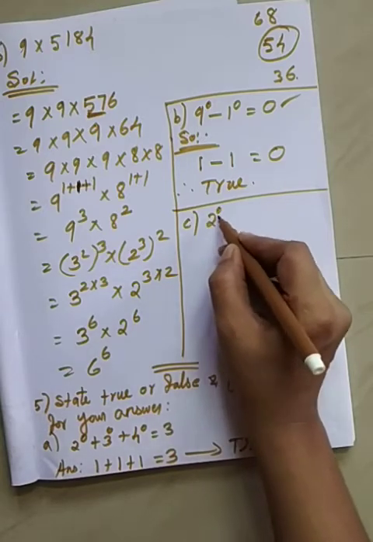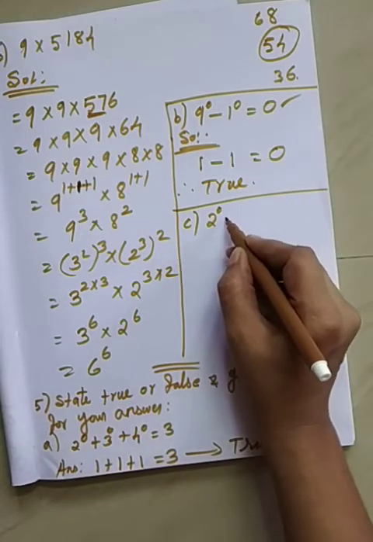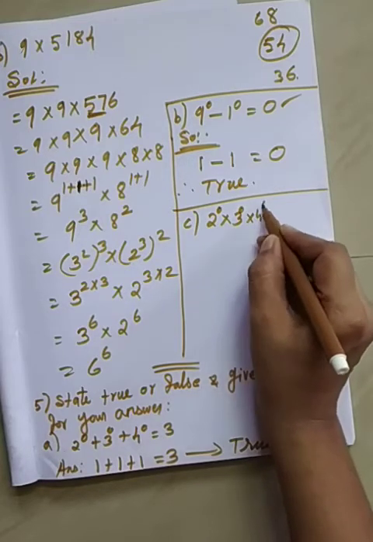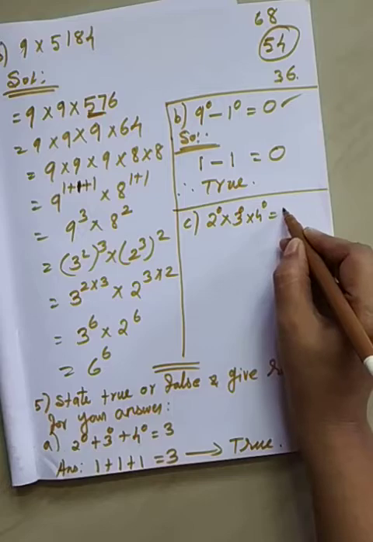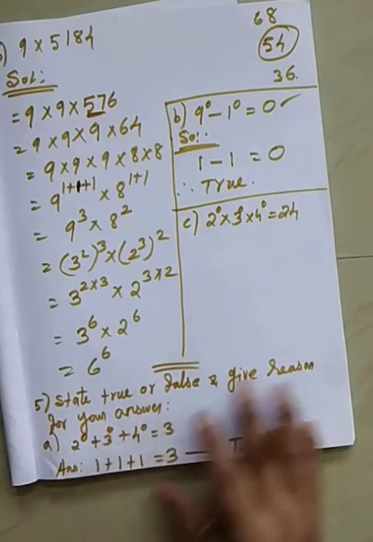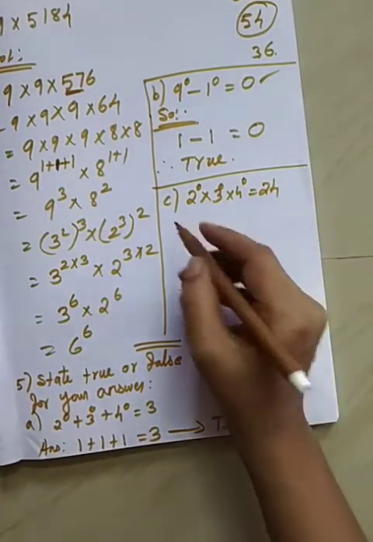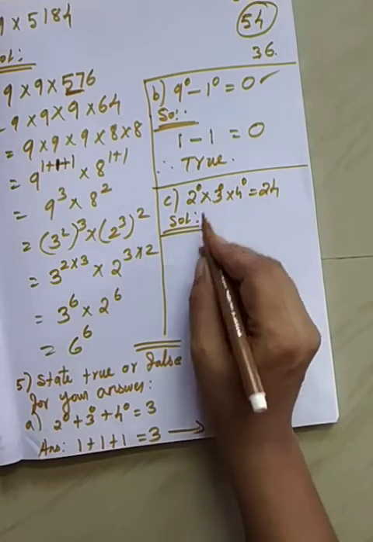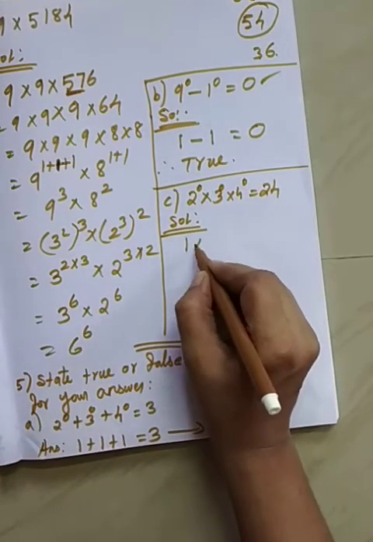2 power 0 into 3 power 0 into 4 power 0 equal to 24. Okay, this is the answer. Is this right or wrong? You can check. Anything power 0, we know that is 1.